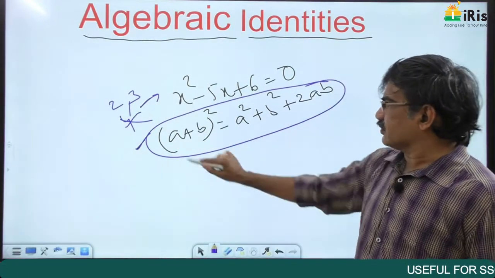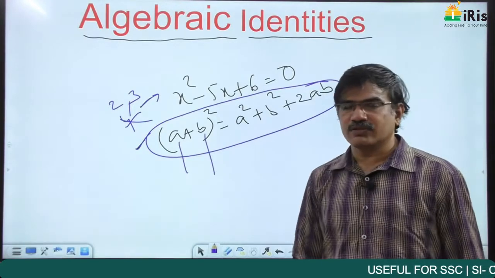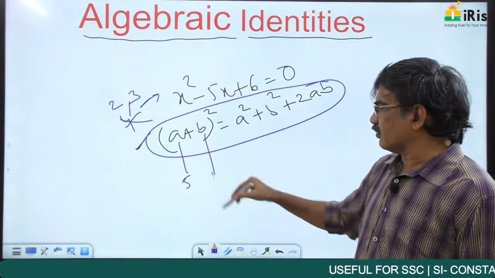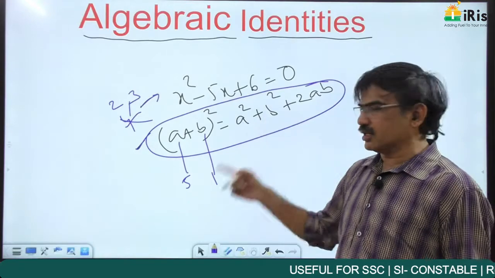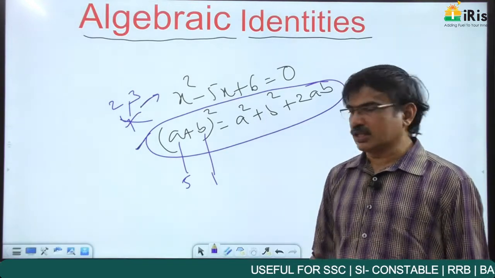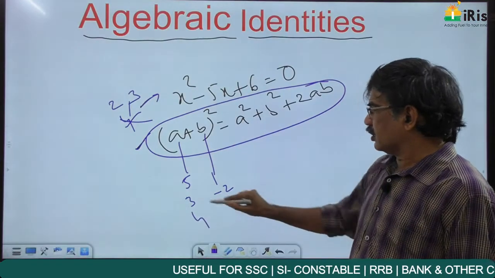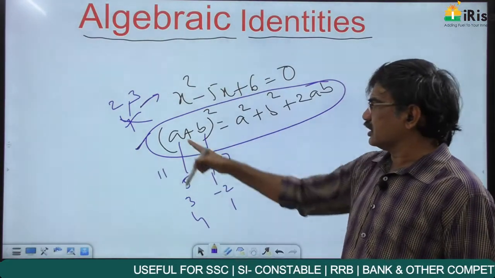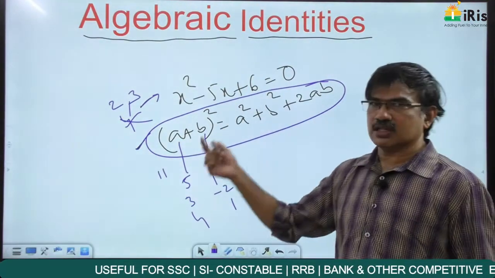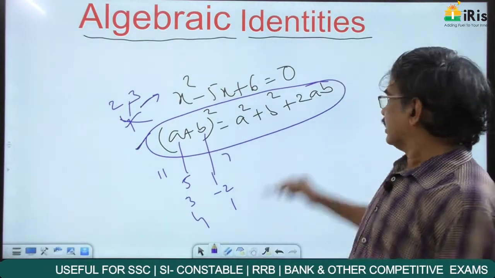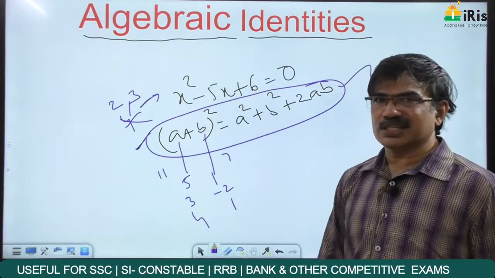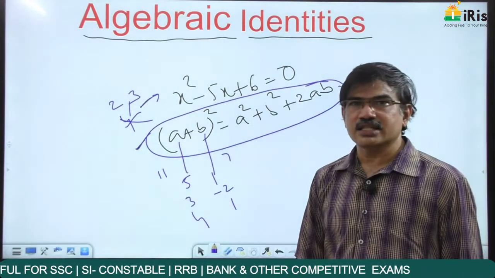But this is satisfied by any set of values of the variables a, b. 5 comma 1, if you put LHS and RHS, both are equal. If you put 3 comma minus 2, 4 comma 1, 11 comma 7, a as 11, b as 7, the left hand side must be equal to the right hand side. Then that type of equations are called identities.